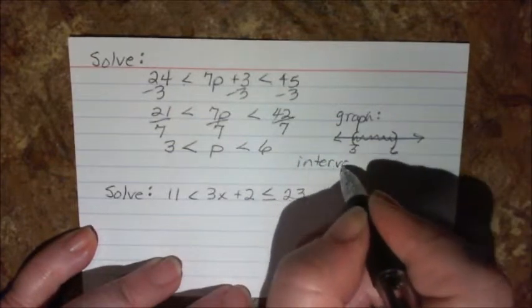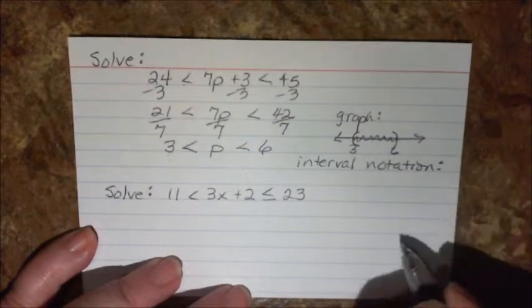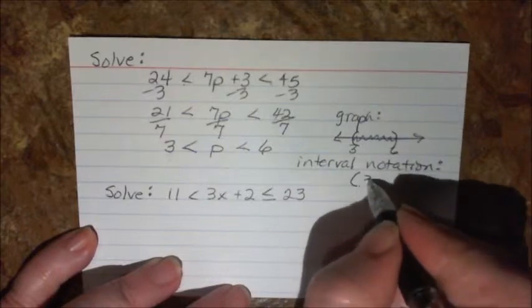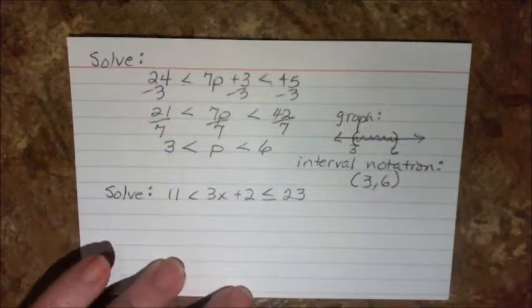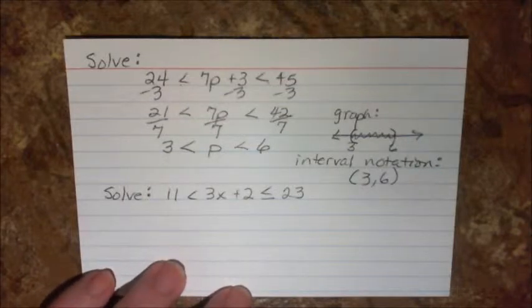No, there's no or equal to under those, so they get parentheses in the direction of the shading. And interval notation then, another way to represent the solution set, just says parentheses 3 comma 6. That shows the same information in interval notation.